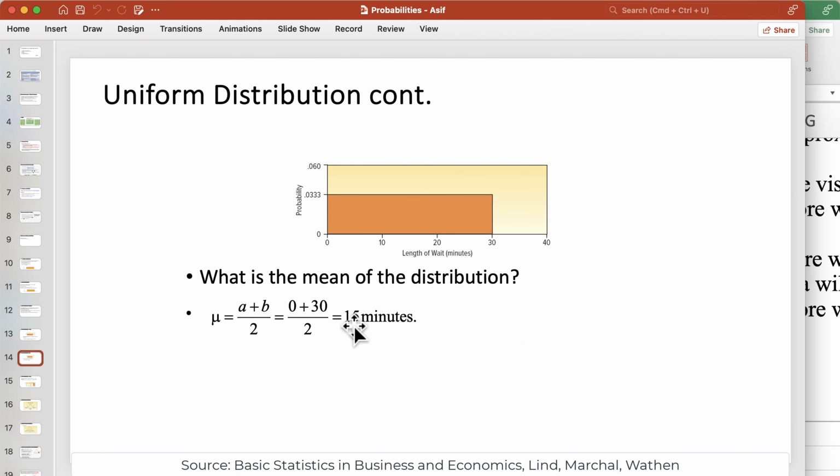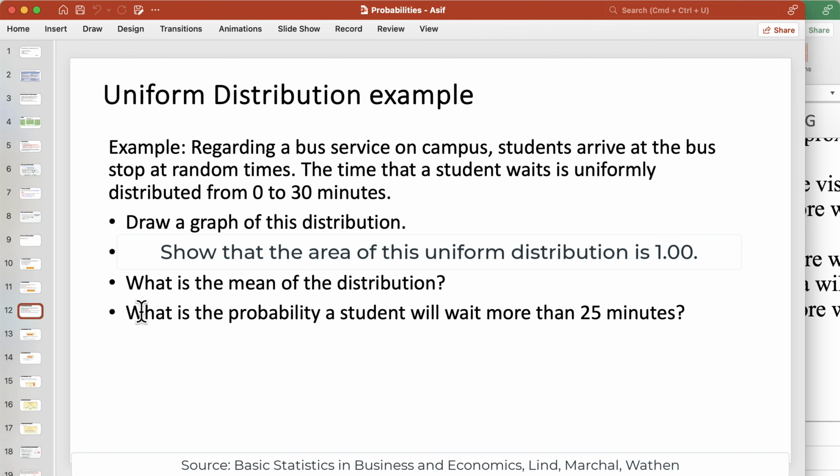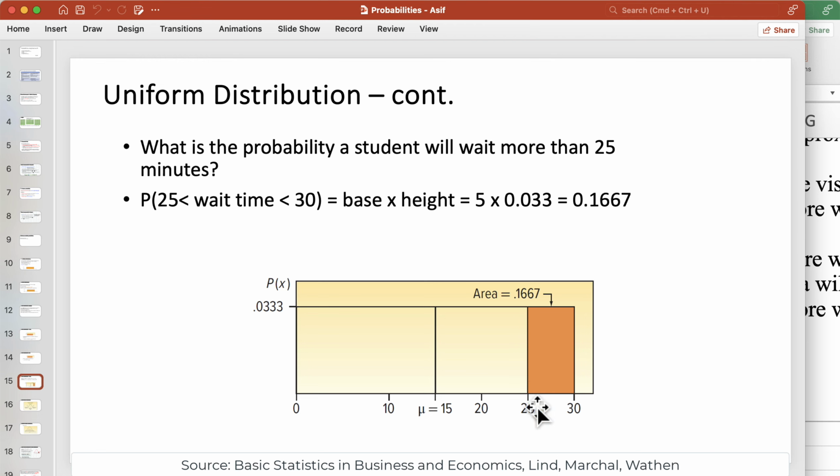0 plus 30 divided by 2 is 15. So 15 is the mean. Then the next question is, what's the probability that a student will wait more than 25 minutes? So here is 25 minutes. So the question is, what's the probability that a student will wait more than 25?